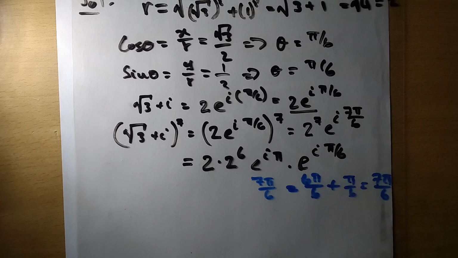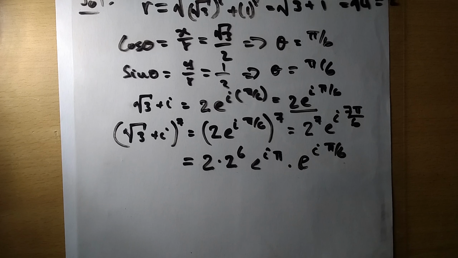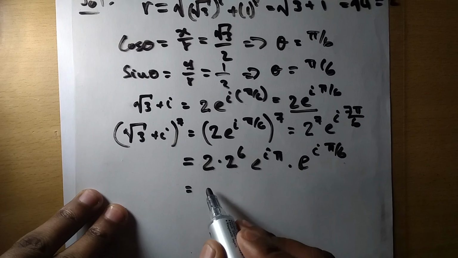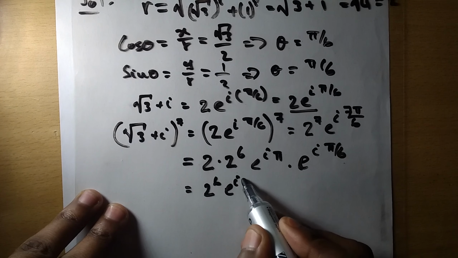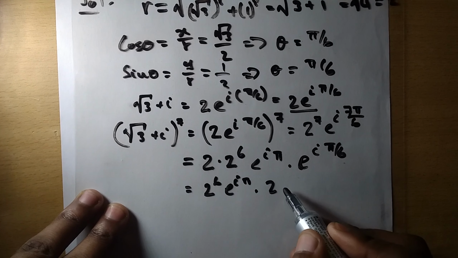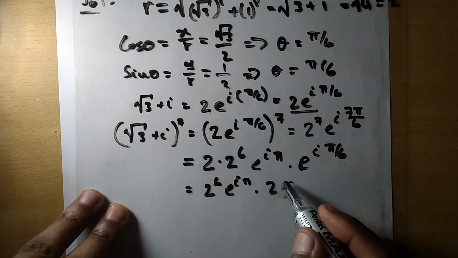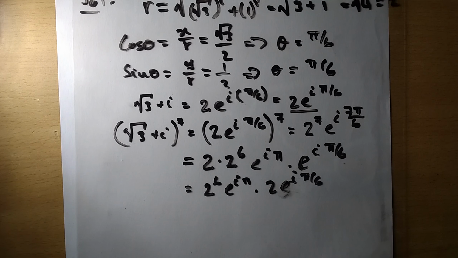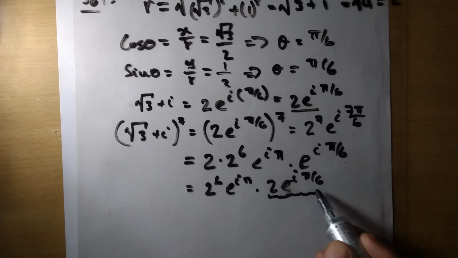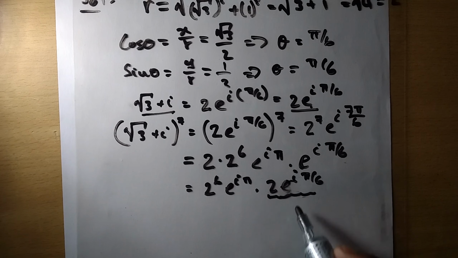Now this is what we're going to have here, guys. I'm going to separate all these terms: 2 to the 6, and e^(i pi), multiplied by 2 e^(i pi/6). Now we know what this term is, because this and that are exactly the same. So this is what we're going to have here.